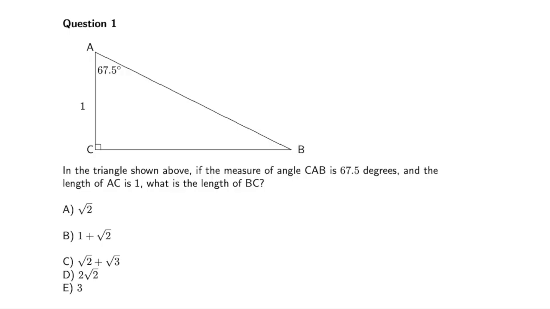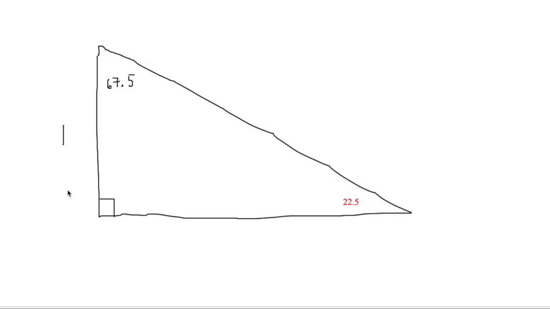So if we label our missing angle, it's 22.5 degrees. And here, 67.5 degrees, that's not an angle we know anything about. Often when you see an unfamiliar angle like that, you want to divide it up so you do get one angle you do know something about, like a 30, a 45, or a 60 degree angle.